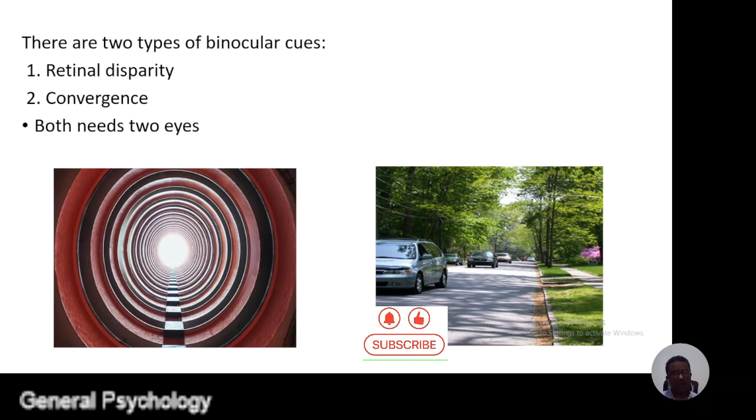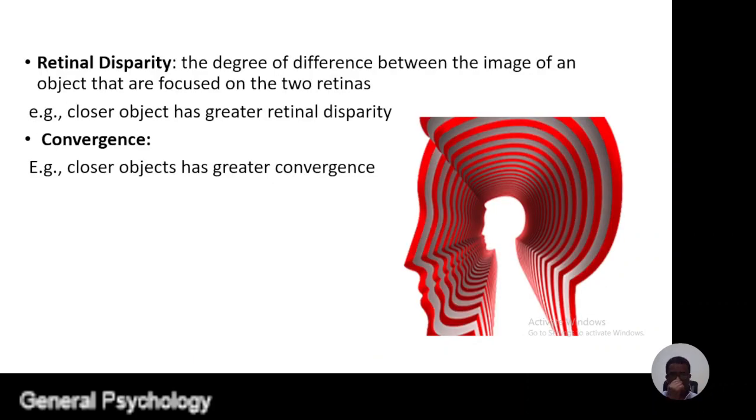There are two types of binocular cues: retinal disparity and convergence. Binocular cues means using two eyes to perceive, to watch an object. So there is a difference between the retina and the actual object. This difference, this discrepancy, is identified as retinal disparity. The second one is convergence.